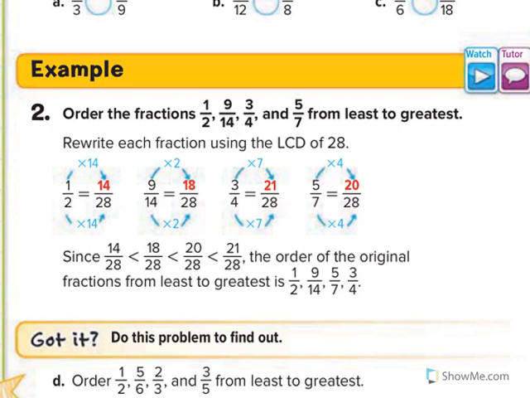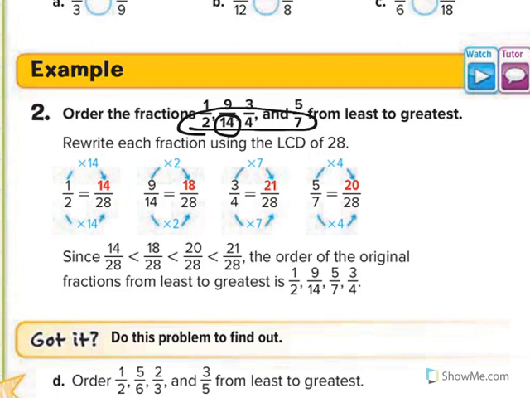So, it's better to look at your denominators and find a least common denominator. So, if I'm looking at all of these denominators, 2, 14, 4, and 7, I want a denominator that's going to work for all four of them. Start with your largest denominator and go from there. Can 2, 4, and 7 all go into 14? Well, 2 and 7 can, but 4 can't. So I need to look at 14's multiples to see what else I could use.